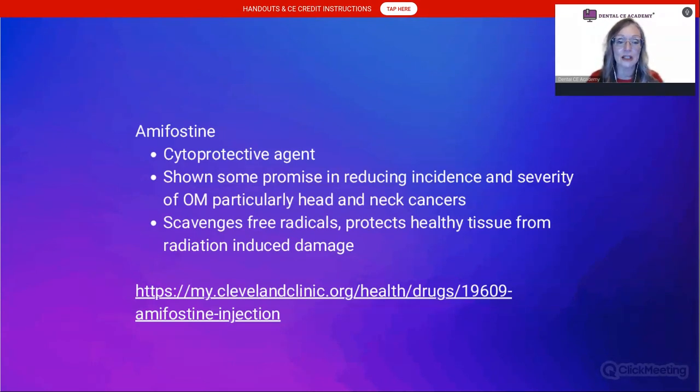All right, so amifostine is called a cytoprotective agent, and it has shown some promise in reducing the incidence and severity of oral mucositis, particularly in head and neck cancers. And you may see that on a quiz. Double check that question when you answer it. It scavenges free radicals and protects healthy tissue from radiation-induced damage. And there's the link to the Cleveland Clinic if you want to know more. Yep, compounding pharmacy is where you would get the magic rinse. Amifostine is by injection, yes.